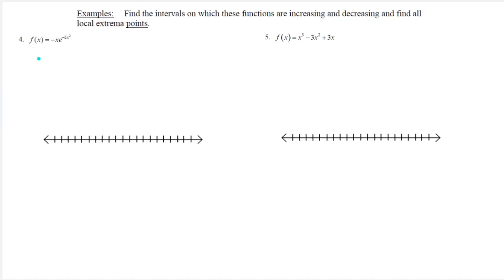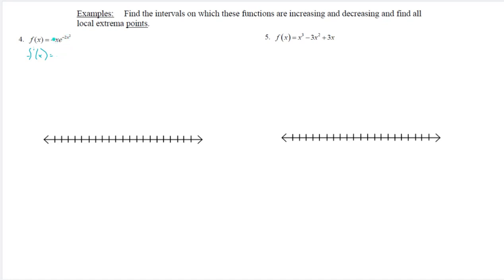Welcome to lesson 4.4. We're going to continue to look at increasing and decreasing functions and using the first derivative test. We've got two examples we're going to do in this video, number 4 and 5 in your workbook. We'll start with 4. In this case, we begin by looking for the derivative. Remember, in both of these, we're looking for the intervals where it's increasing and decreasing and our extrema points.